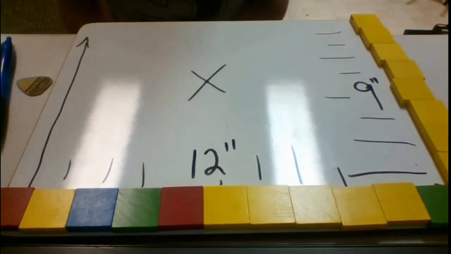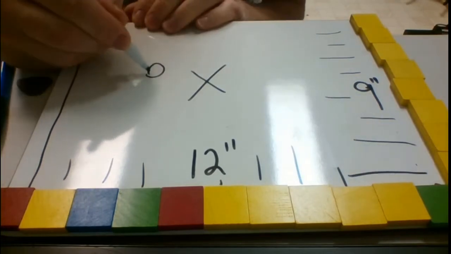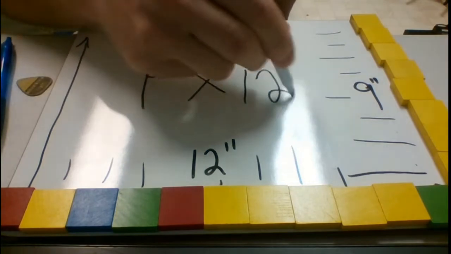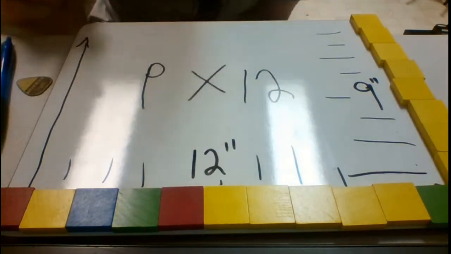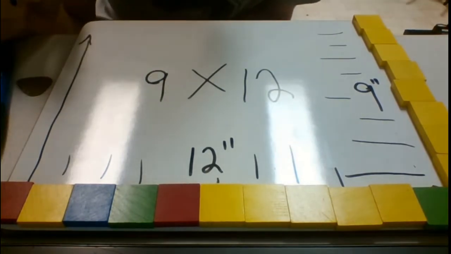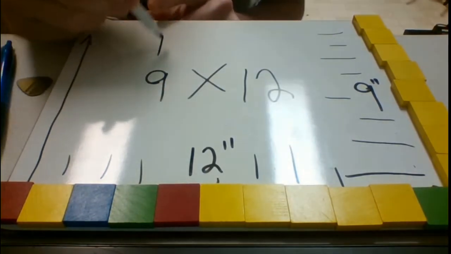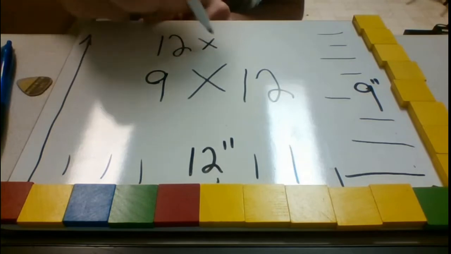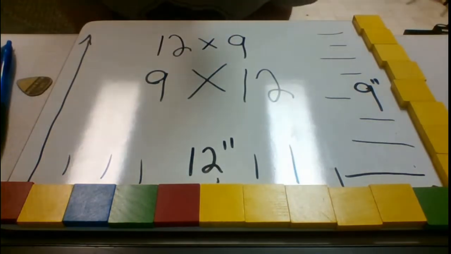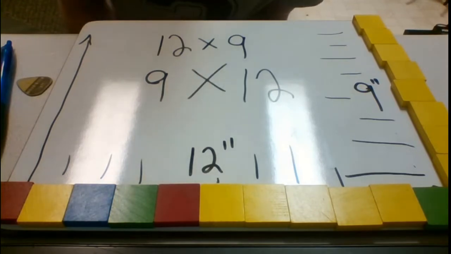For area, we could think of 9 groups of 12. It would be the same if we thought of it as 12 groups of 9. If we multiply those together, then we would get our area. I will let you think about it: 12 groups of 9 or 9 groups of 12.